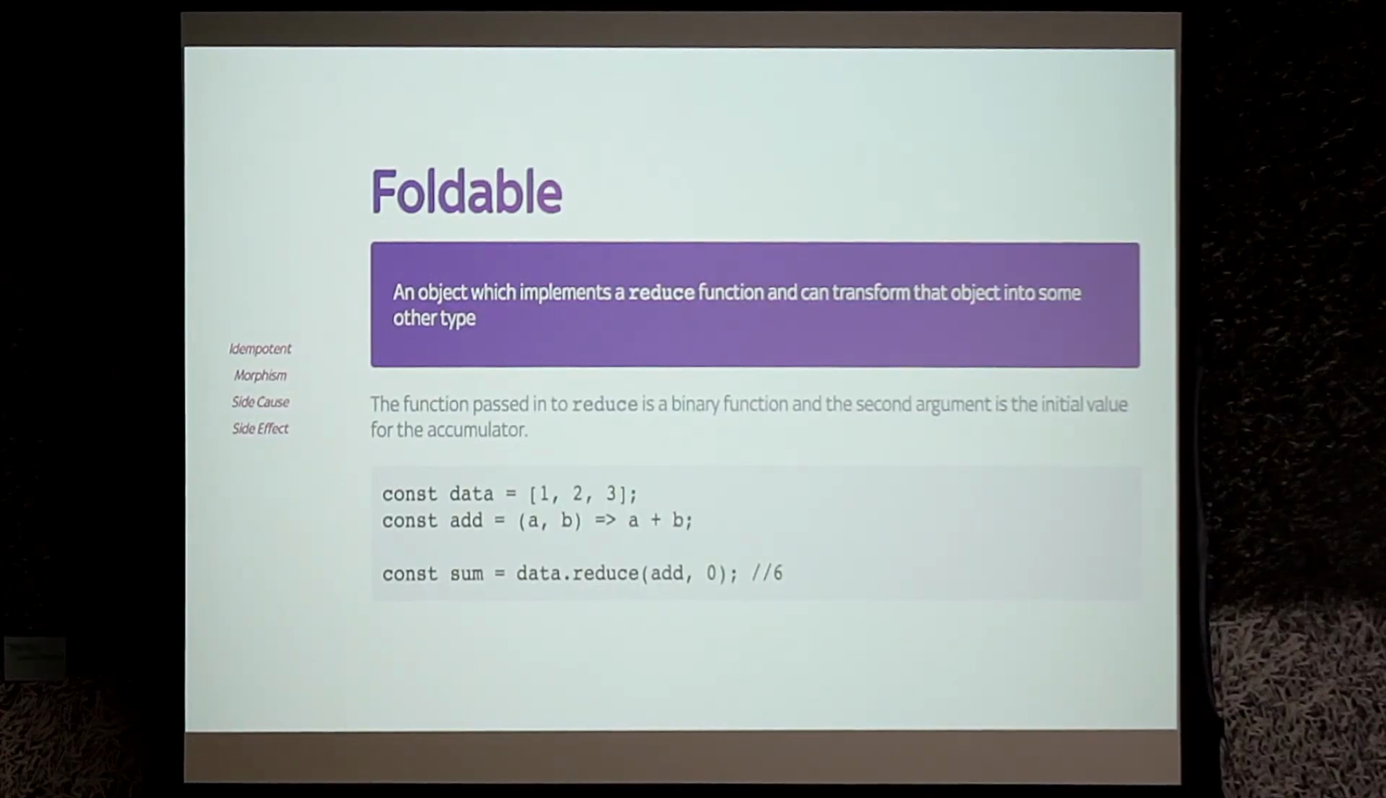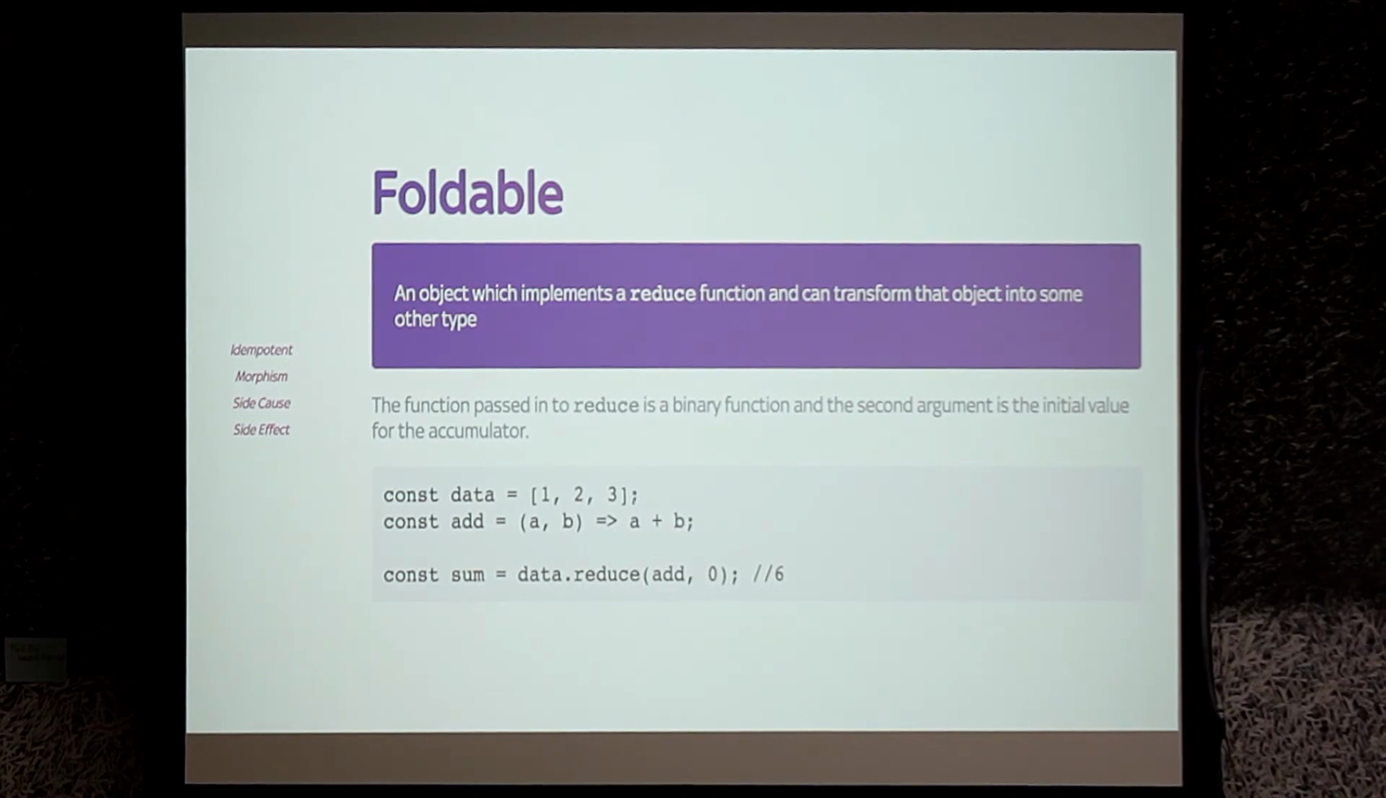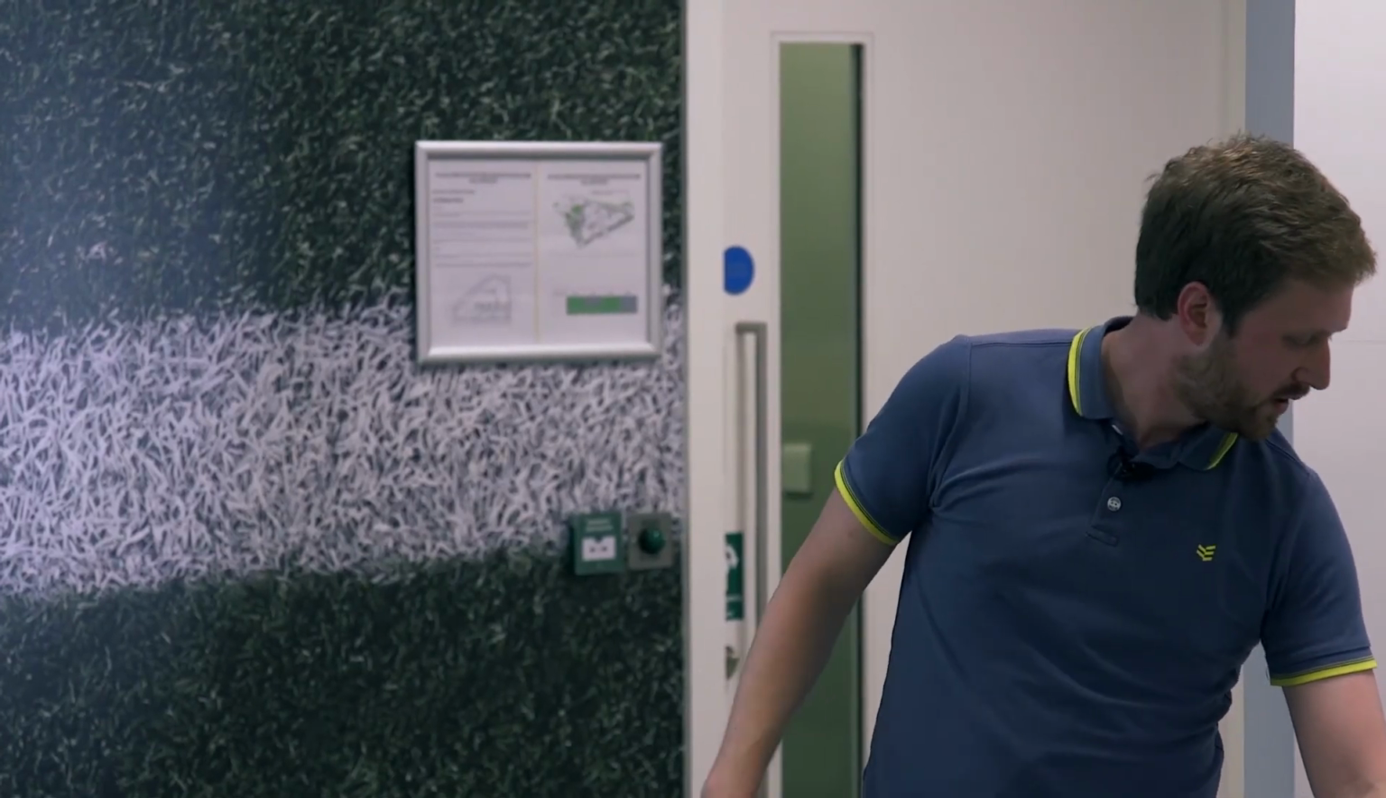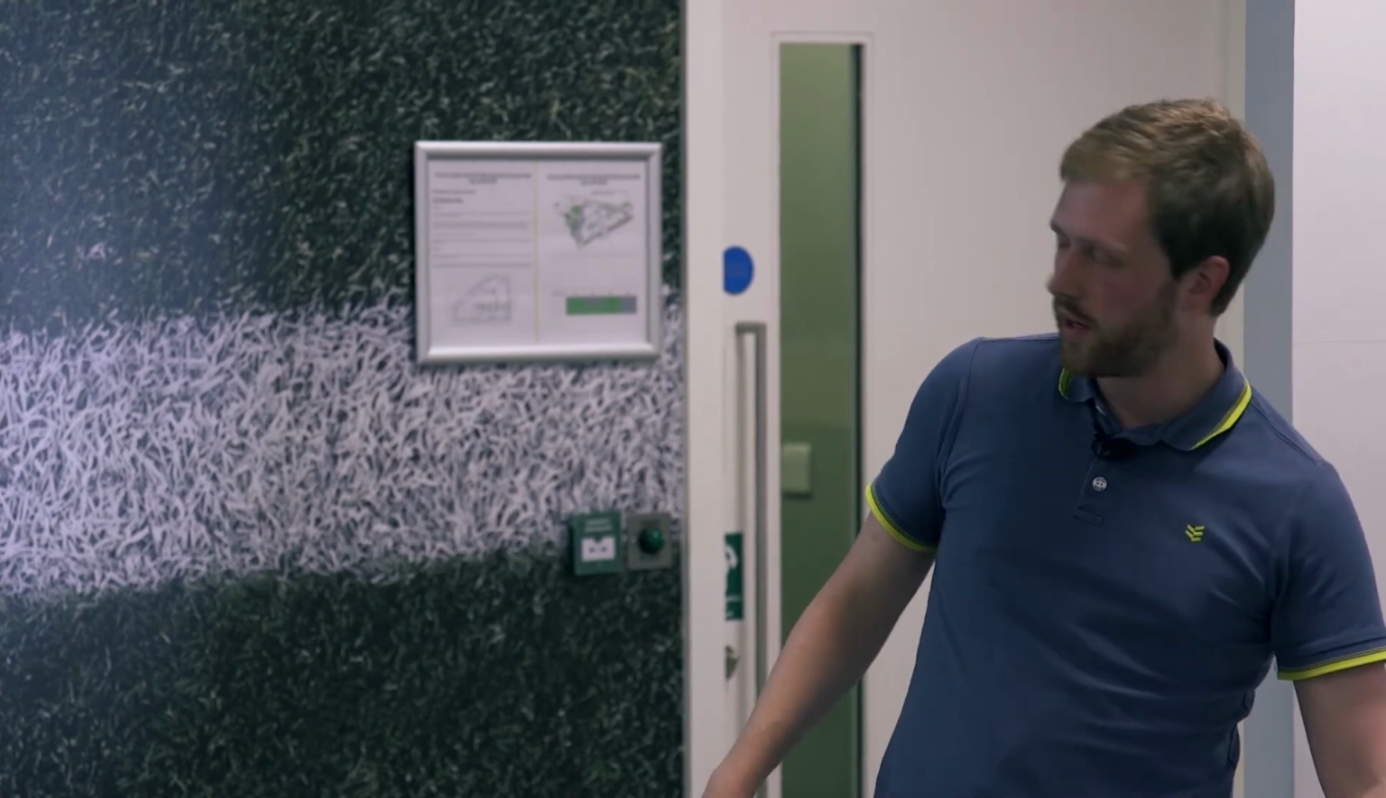Foldable. This is better known as reduce. It's a way of taking a data type and iterating over the contents of it, or running a function over the contents of it to return a different type. So you can see you can make an accumulator using add to take an array of numbers and turn it into a single value.